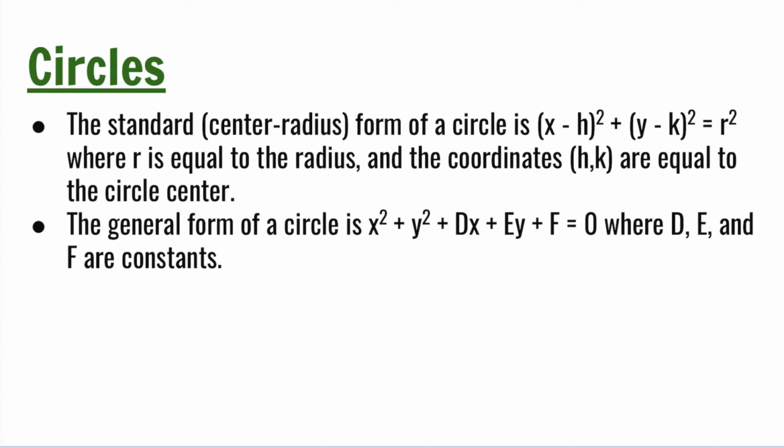The first one is the standard or the center-radius form, and that is (x minus h) squared plus (y minus k) squared is equal to r squared, where r is equal to the radius and the coordinates h and k are equal to the circle center. On the other hand, the general form of a circle is x squared plus y squared plus dx plus ey plus f is equal to 0, and d, e, and f here are constants.